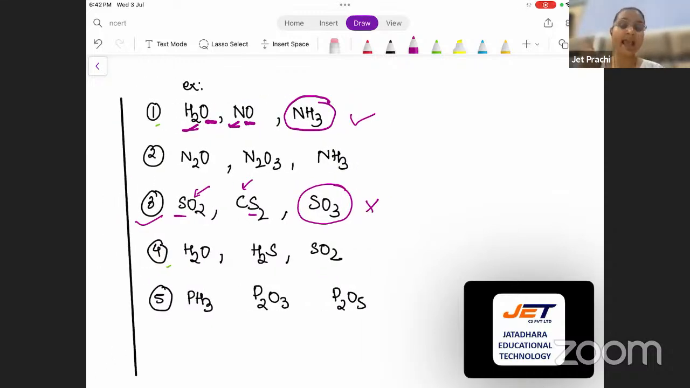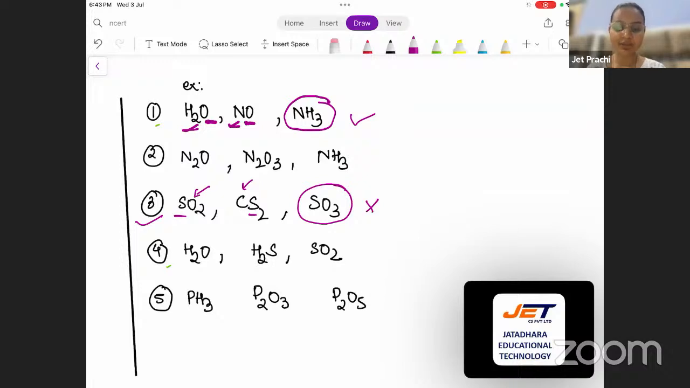So I have shown you how you have to approach these kind of questions. First you have to pick the common element in any two molecules, and then you have to see whether the third molecule is formed by the combination of the other elements or not. So quickly, you have to quickly tell me what is your answer.